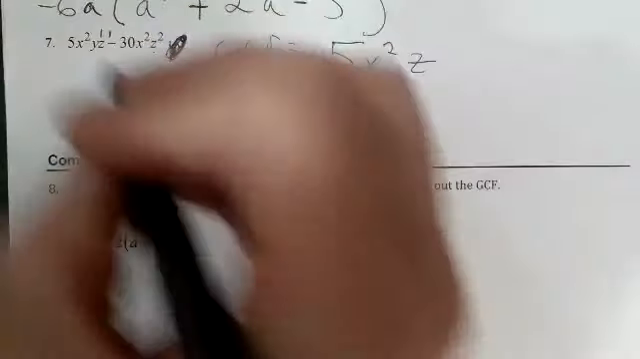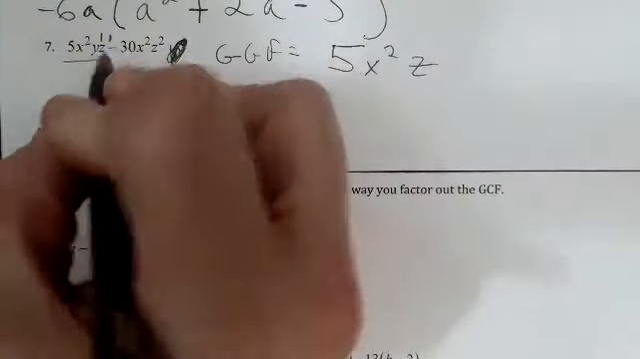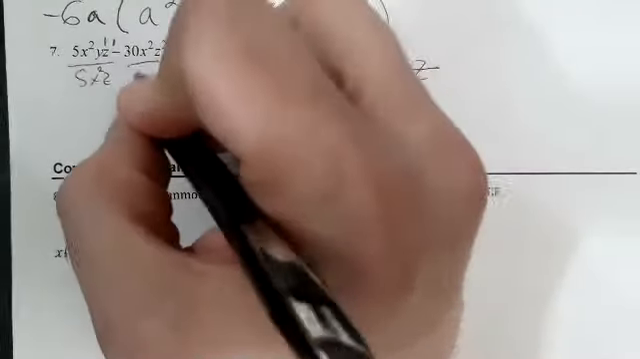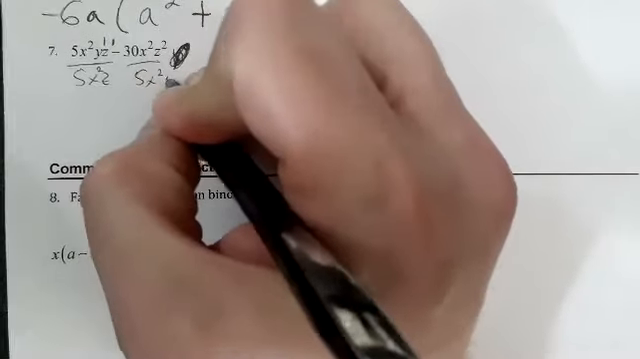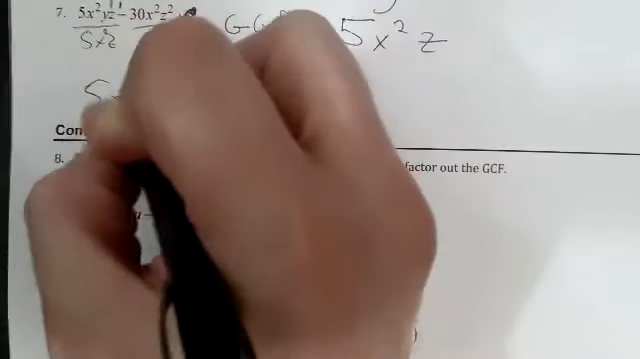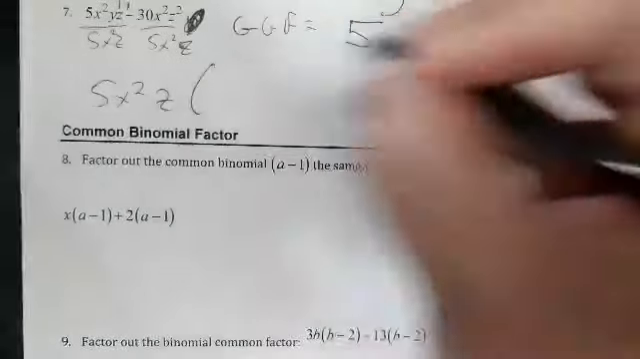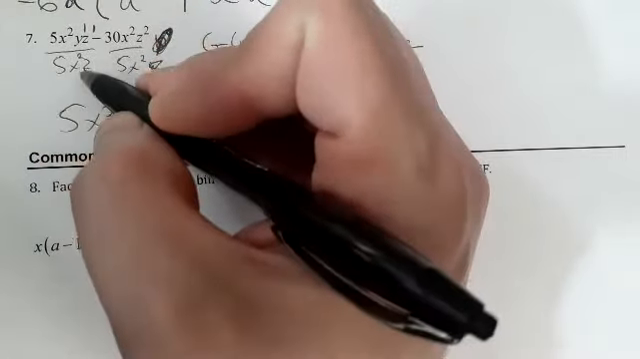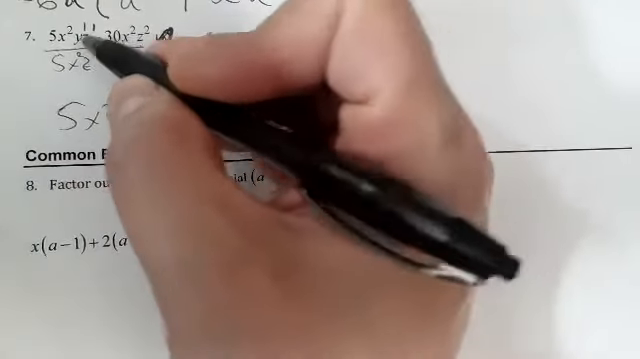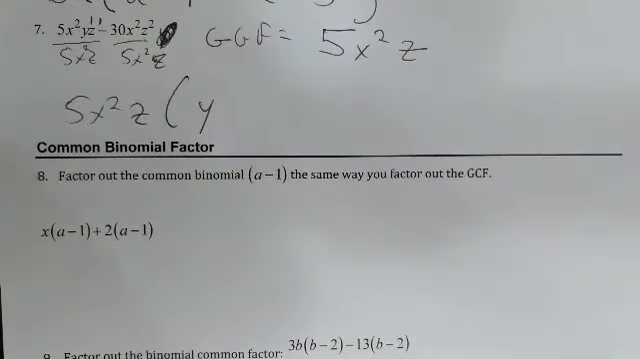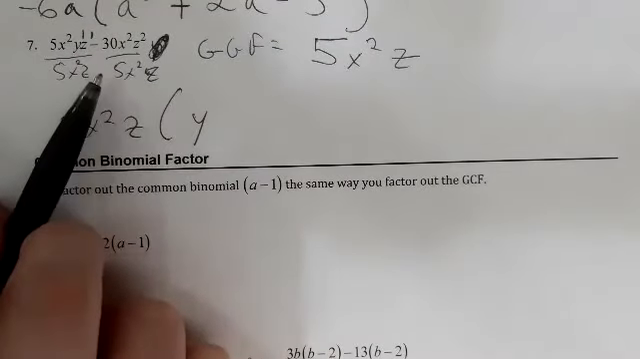Probably erase this thing. I'm going to reuse this. Divide this by what? 5x squared z is what I'm pulling out. What's left over is 5 over 5, x squared over x squared. I have a y over 1. So I can pull my y down. I have a z over z. I have no more z's.